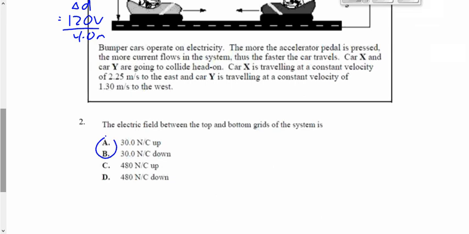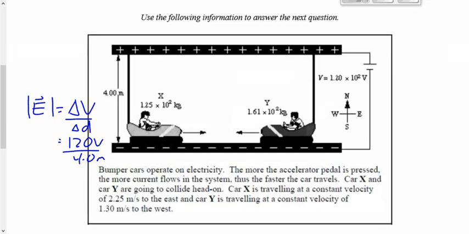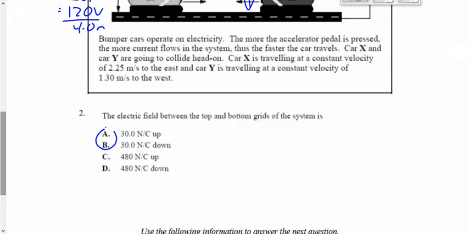Now, is it up or down? How do you know whether it's up or down? Field lines always point away from the positive and toward the negative, so it's going to be down, right? Field is going to be 30 newtons per coulomb down, so the answer for that one is B.